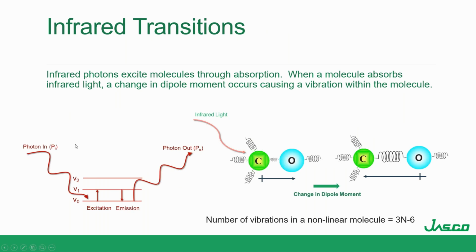In the process in which a molecule absorbs infrared radiation, a photon comes in and excites it to an excited vibrational state, and then it relaxes again, releasing a photon. These photons cause a change in the dipole moment of the molecule, which causes the bonds to contract and expand or move relative to their positions.